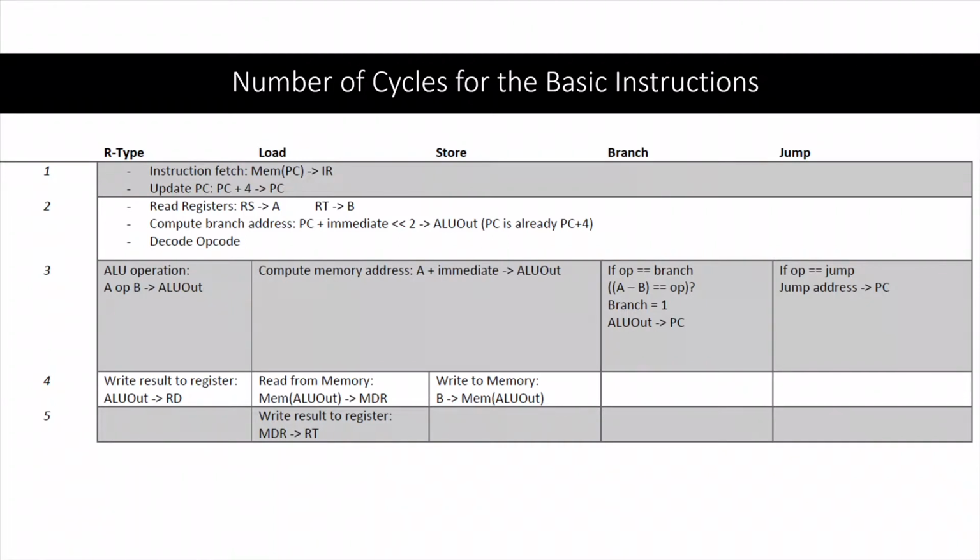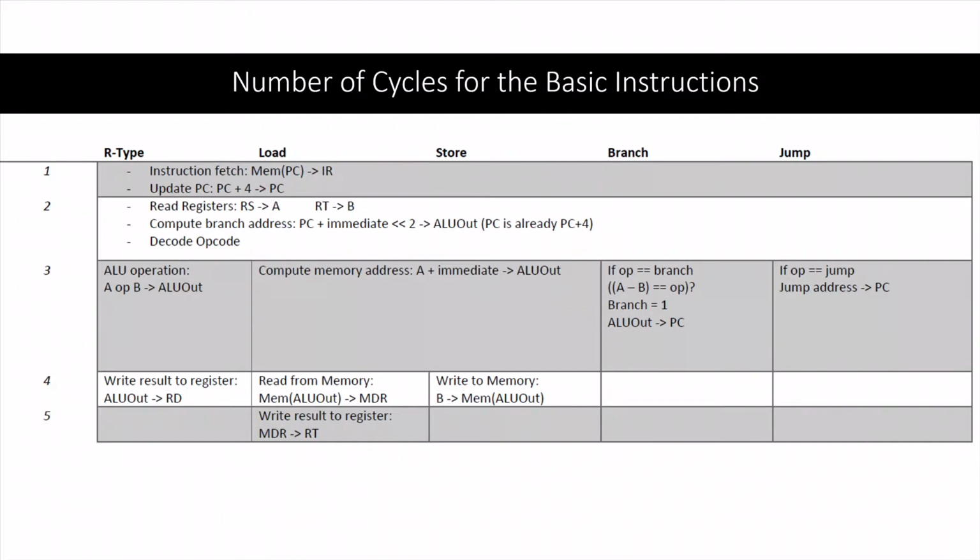Branch and jump are the shortest instructions. This is because after knowing the branch address and the opcode, in the third cycle, they can just match the opcode. So if the opcode is branch or jump, they can just jump straight to the address computed in the second cycle.